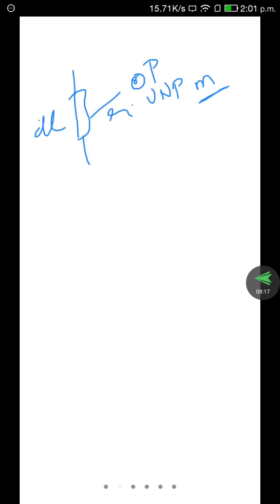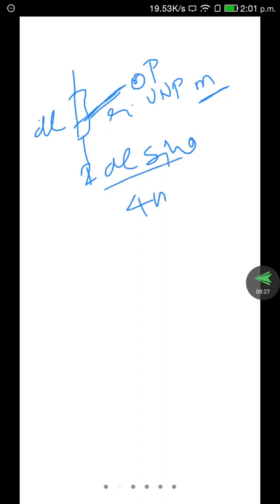Already we know the force existing between the unit pole and the conductor. So that is dI into dl sin theta by 4 pi r square. This is the force existence actually. But according to the definition, first we find out the flux density.